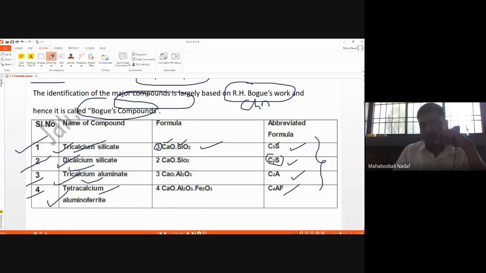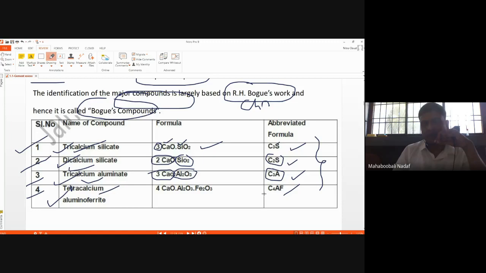Two molecules, or two times CaO, is present, and only one SiO2 is present. Similarly, C3A, tricalcium aluminate: three calcium oxide and only one aluminum oxide.